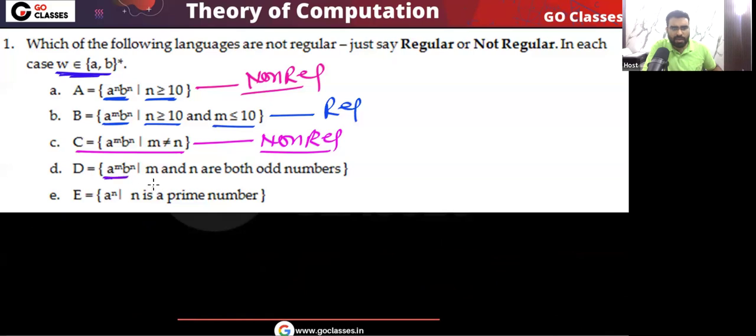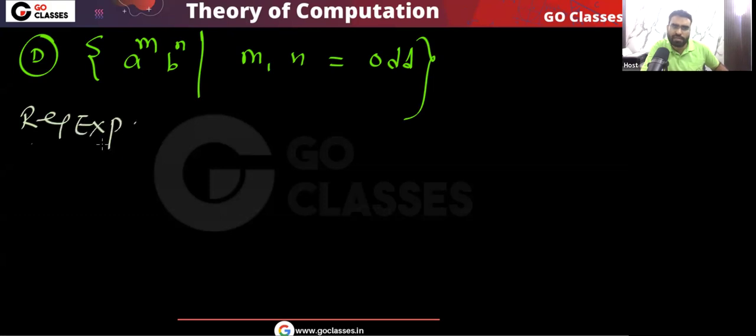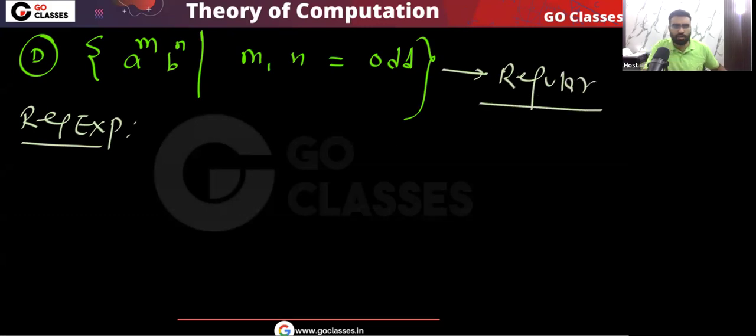That is a power m, b power n, where both are odd numbers. This is regular. Yes or no? Because both must be odd numbers. Can you write the regular expression for it? The language is a power m, b power n, where m, n are both odd. Tell me, what will be the regular expression for this language? This language will be regular, so you must be able to write a regular expression. What will that be? You can see both are odd.